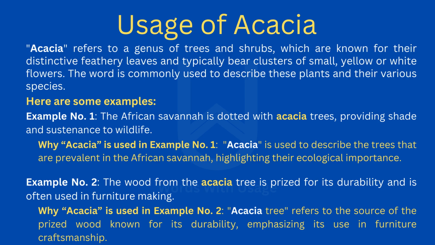Here are some examples. Example number 1. The African savanna is dotted with acacia trees, providing shade and sustenance to wildlife. Why acacia is used in example number 1. Acacia is used to describe the trees that are prevalent in the African savanna, highlighting their ecological importance.